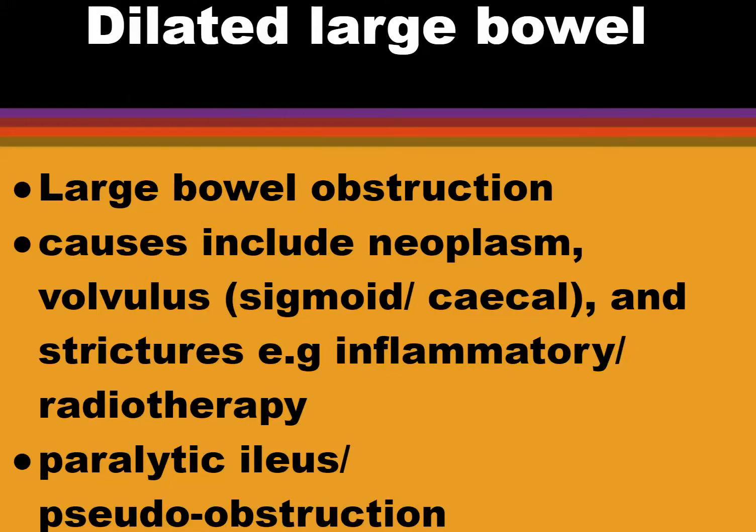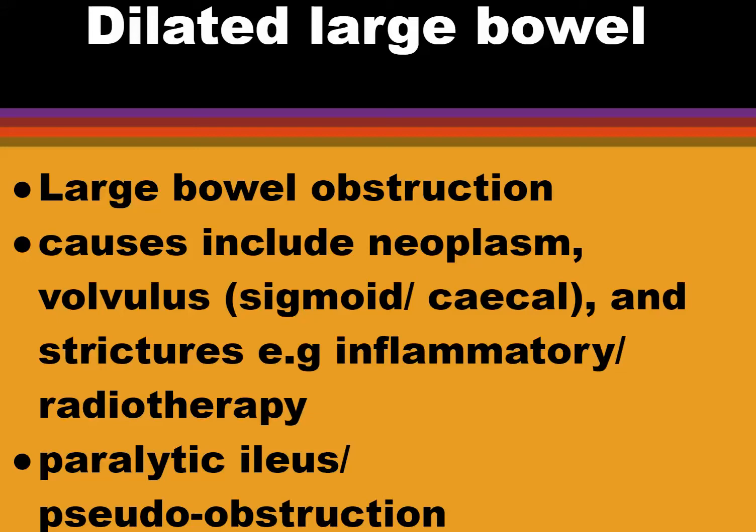Okay, let's talk about large bowel obstruction or dilated large bowel. Most common causes are neoplasm, so colonic tumours are a common tumour, and if they get big enough they will obstruct the bowel and you'll get large bowel dilatation. Volvulus, where the bowel twists on itself. Sometimes people have a very redundant sigmoid colon. Actually, the older you get, the more redundant it gets, and it can twist, and when you've got a twist of a bowel, it causes obstruction. You get large bowel dilatation.